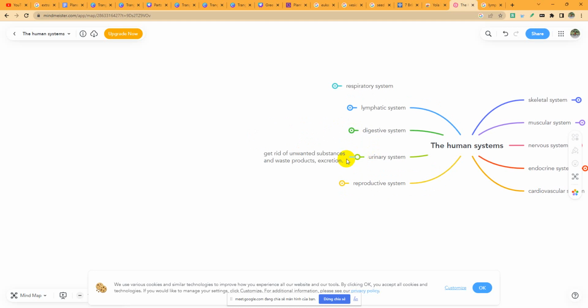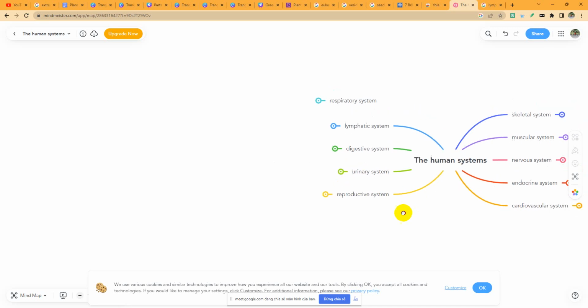Okay, so this is to get rid of unwanted substances and waste products. Excretion. Sorry. So waste products I don't need to further explain here because you guys understand what I'm talking about. And then excretion. Excretion is the process in which you are disposing of all those waste products and the unwanted substances that your body doesn't necessarily need anymore. So that's the urinary system.